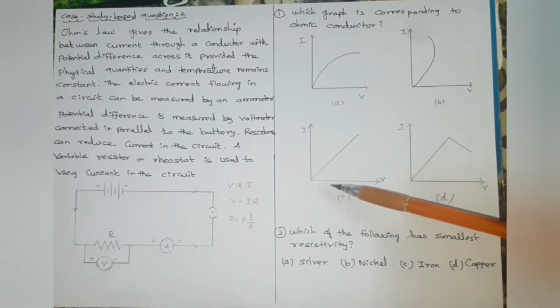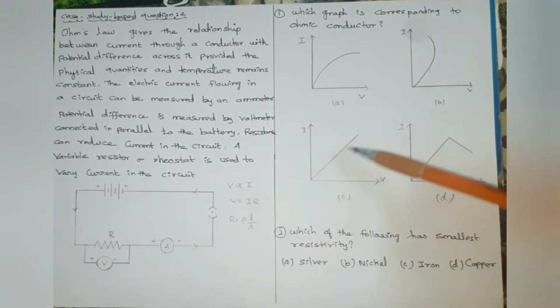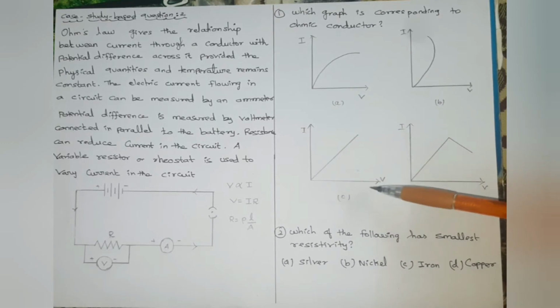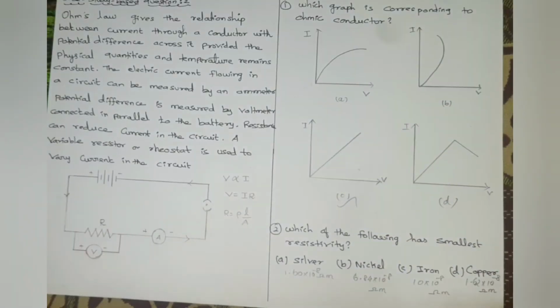Guys, a small trick: a directly proportional graph will always be a straight line from the origin, and an inversely proportional graph looks like a hyperbola, or looks like a C, right? So keep this in mind. Alright guys, let's go for the next question.